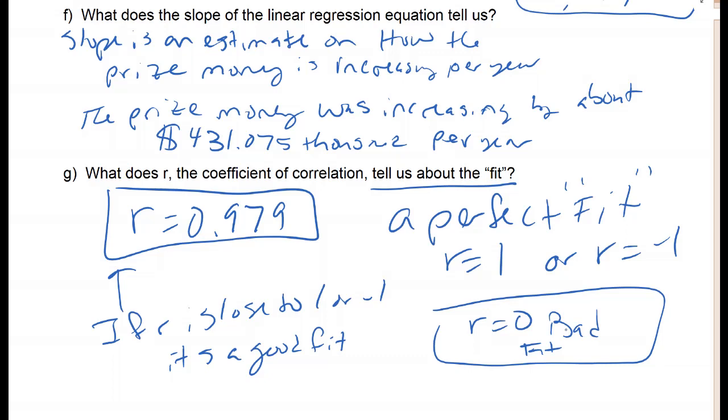So again, 1 is a perfect fit, close to 1 or -1. Negative just means decreasing instead of increasing. If it's close to 0, so if it's like 0.5, 0.6, those we consider poor fits. So we want it to be close to 0.9 or above in order for it to be a good fit. Alright, so that's an example. And we'll do some more of those. So we're going to do more linear regression in the next set of videos.